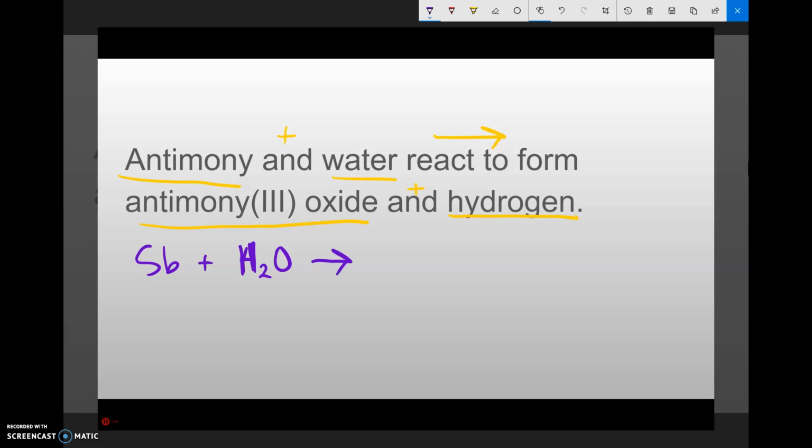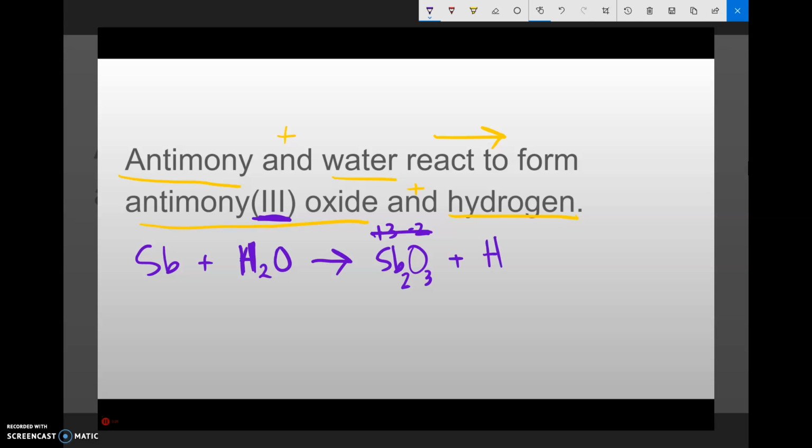reactive form, antimony 3 oxide, so this is an ionic compound. This Roman numeral tells us that the charge is a plus 3. Oxide is oxygen with a -2 charge. These charges don't cancel, so they're going to swap and drop. So we're going to get a 2 down here and a 3 down here. Now we can cancel them. And then a plus sign.